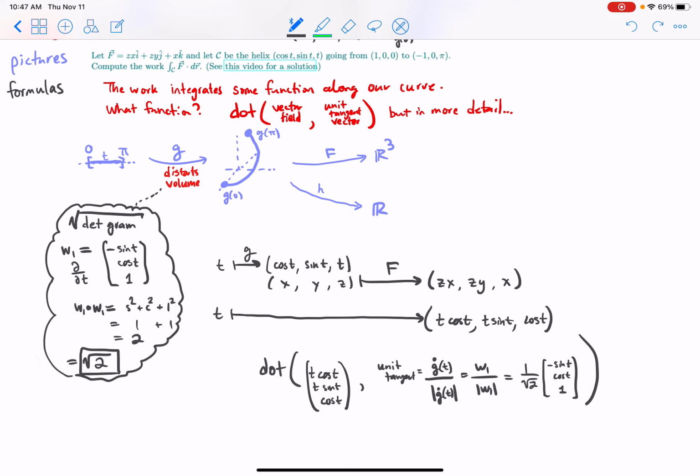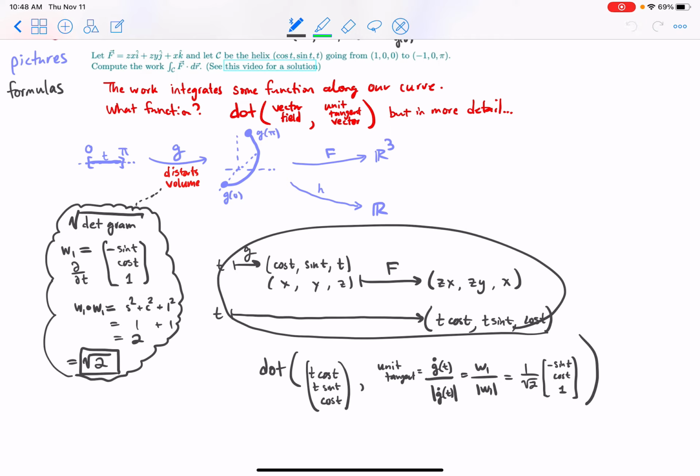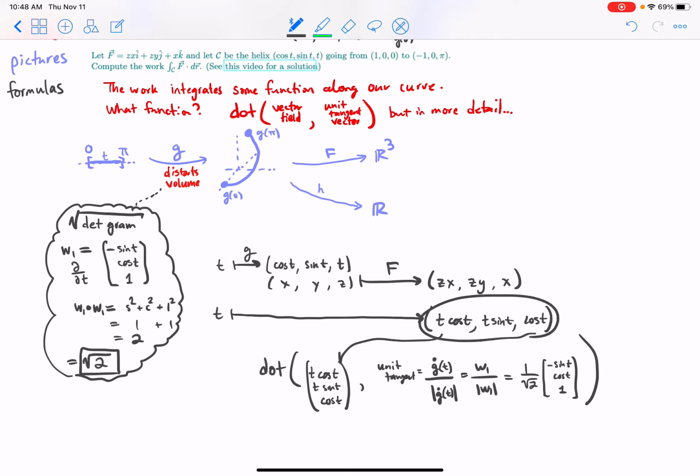And so now if we take the dot product of the vector field, remember, here's our vector field, and I can put it in the t variables by composing the functions. And I'm going to see how much does the vector field point in the same direction as the unit tangent vector. So at any point here, I have a unit tangent vector, and I have the vector field, and I'm taking their dot product to see how much they point in the same or opposite directions.